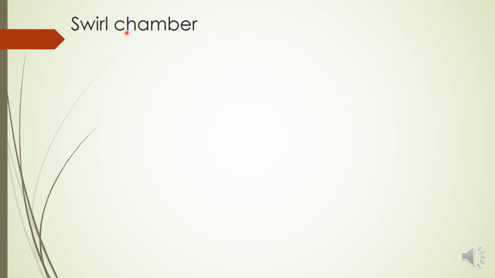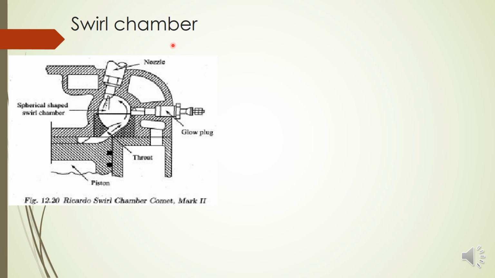So next we will see the swirl chamber. We have completed the open type combustion chamber, now we are going to the divided type combustion chamber or indirect combustion chambers. In that we have the swirl chamber. So the swirl chamber looks like this. You can see here we have two combustion chambers. This is the main combustion chamber formed in between the piston and cylinder head. But we have an additional swirl chamber, a circular or spherical chamber here. Both are connected by a throat, and the fuel injector is at the end of this swirl chamber. And this is a glow plug.